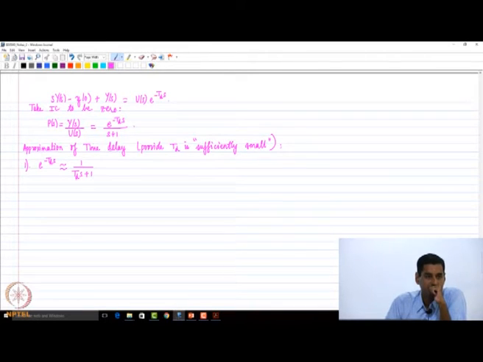You can write e power minus tds as 1 divided by e power tds. You just take the first order expansion of e power tds and stop there. That's an approximation, right?